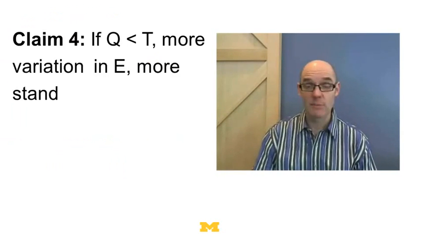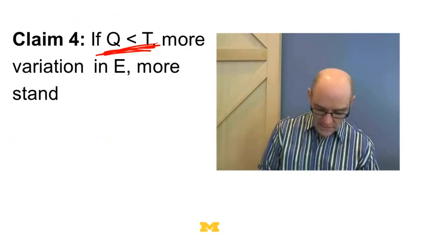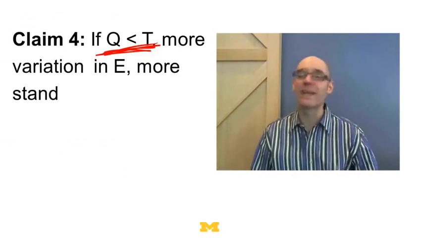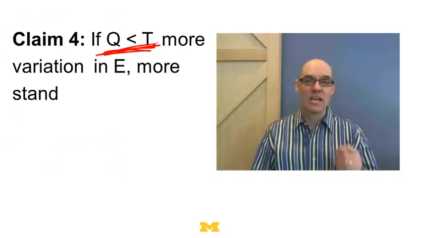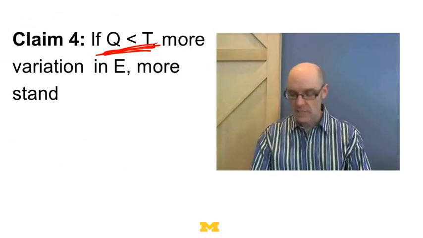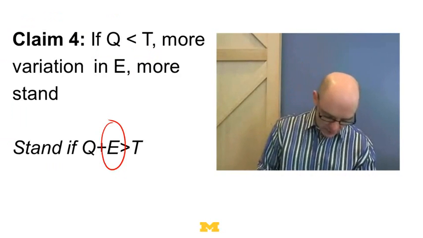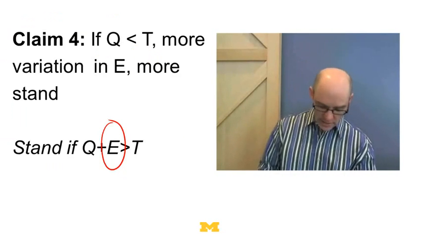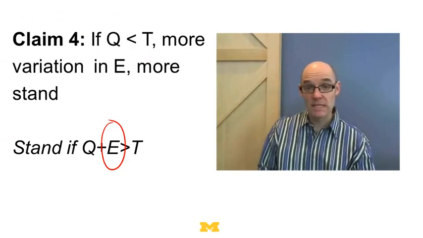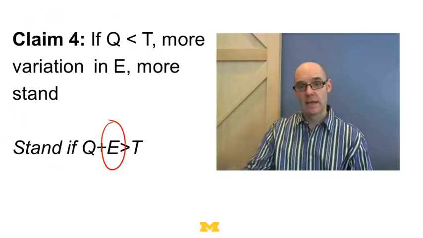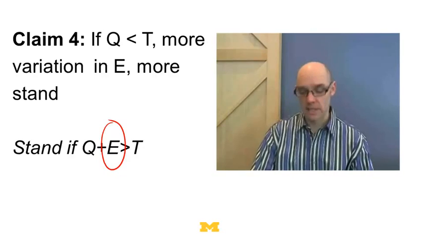Okay? So that's claim 4. If Q is less than T, so if it's not a great show, you're more likely to get a standing ovation if the variance in E is larger, right? And again, that's because you stand if Q plus E is bigger than the threshold. If there's more people with big E's, you're going to have more people stand, and then it's more likely to cascade into a full-blown standing ovation.